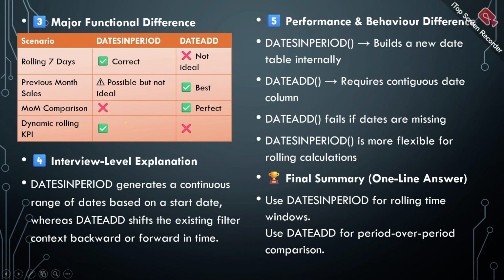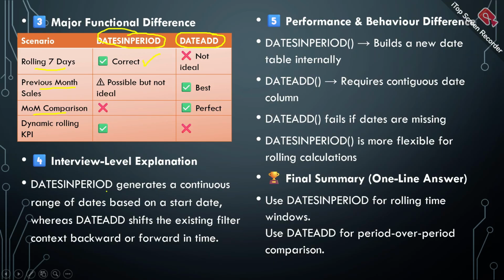So here you can see, when you have to do a rolling calculation, you will prefer DATESINPERIOD. Okay, so this is the correct way to do it. You don't use DATEADD. But when you have to do previous month sales or month over month comparison, at that time DATEADD will be a good option for you. So this is how both functions work.